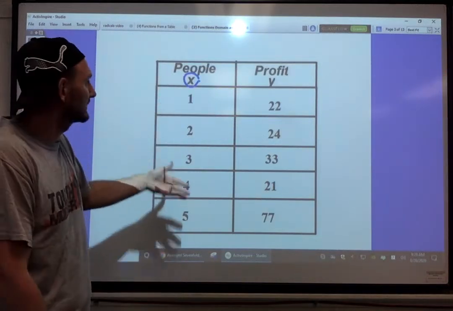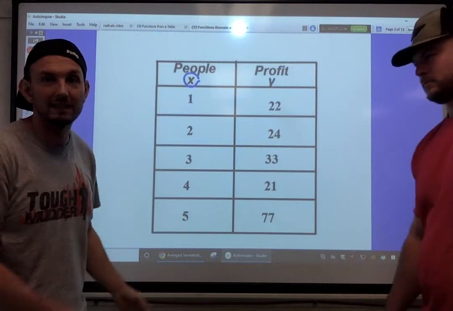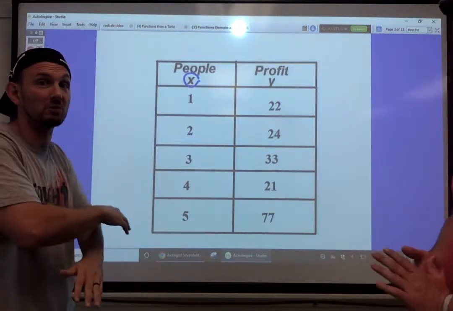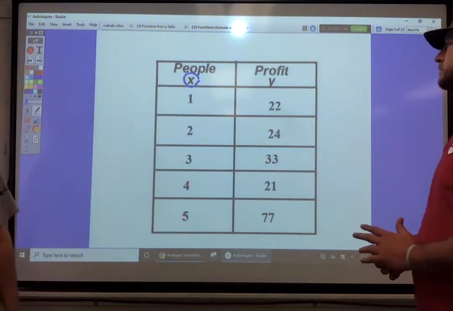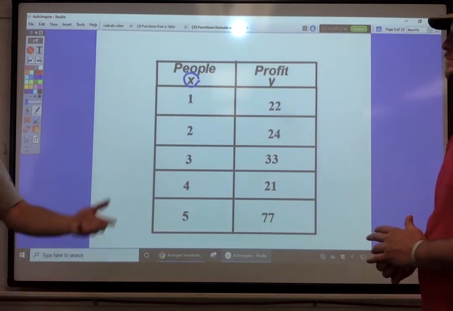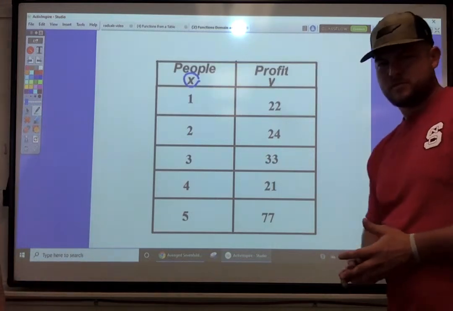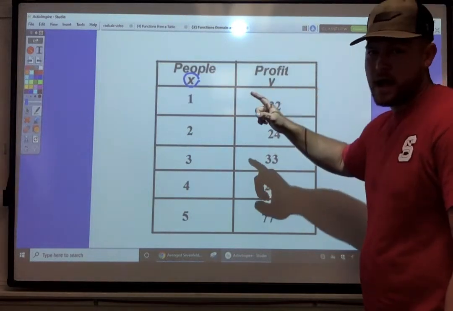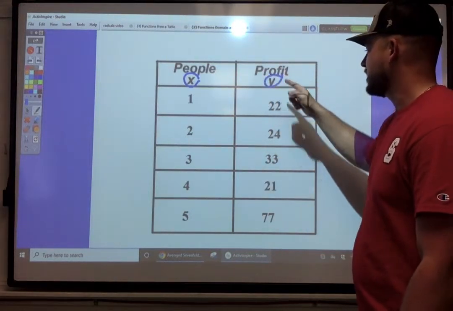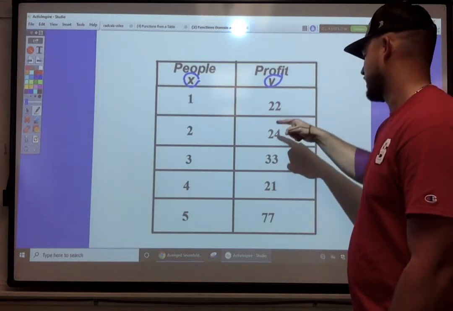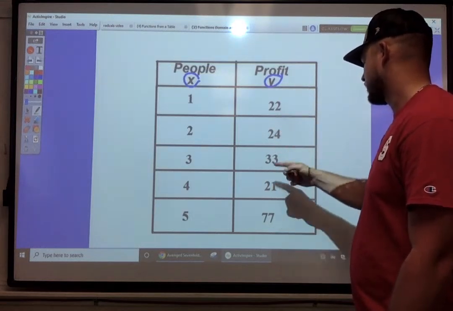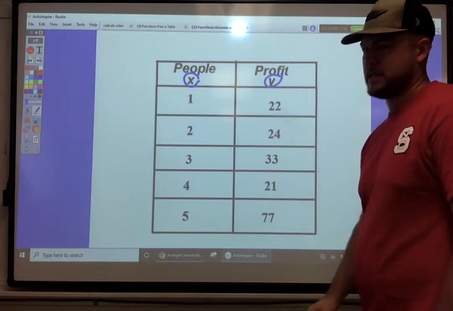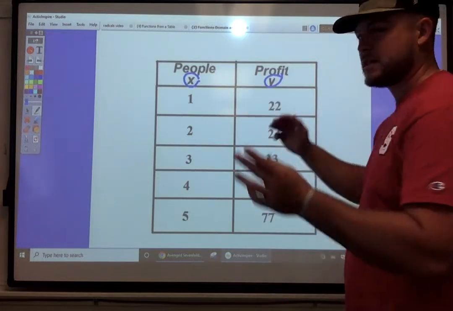So here the domain is 1, 2, 3, 4, 5. They didn't tell me any more, so there's not any more. That's it. Now range, on the other hand, might be tricky. Yeah, this one's a little tougher. You see, range is, well, we know it's Y. And it's really literally just the rest of the Y values here. 22, 24, 33, 21, 77. That's it. They didn't give us anything else.